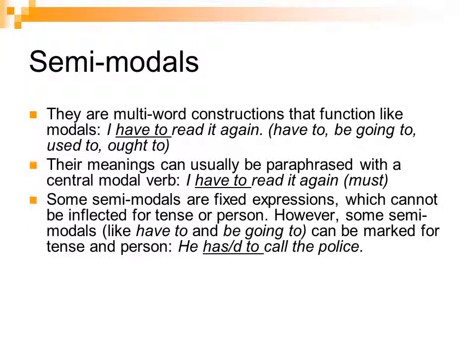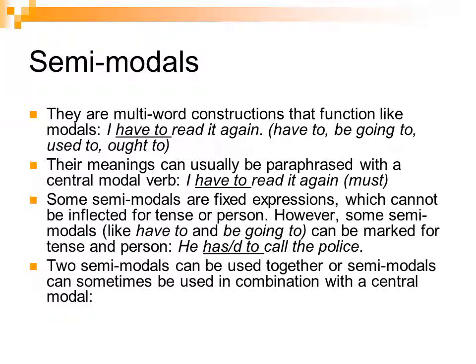Now, some of the semi-modals are fixed and they're not inflected for tense or person, but some, like have to and going to, are marked for tense or person. So it's I have to do something, but he has to do something. And it's in the past, he had to do something, unlike the other modals. And sometimes semi-modals can be used together, or they can be combined with a central modal, such as we will have to do it soon, as in the future, and it's an obligation.